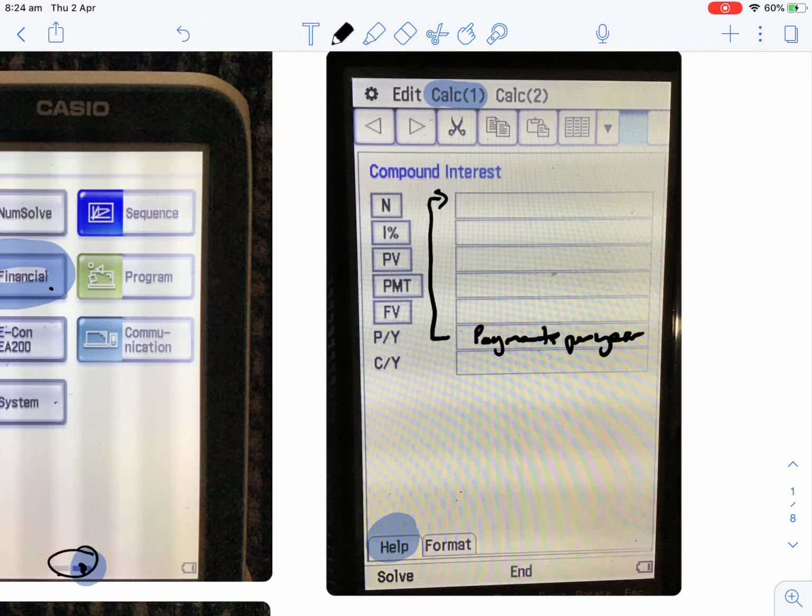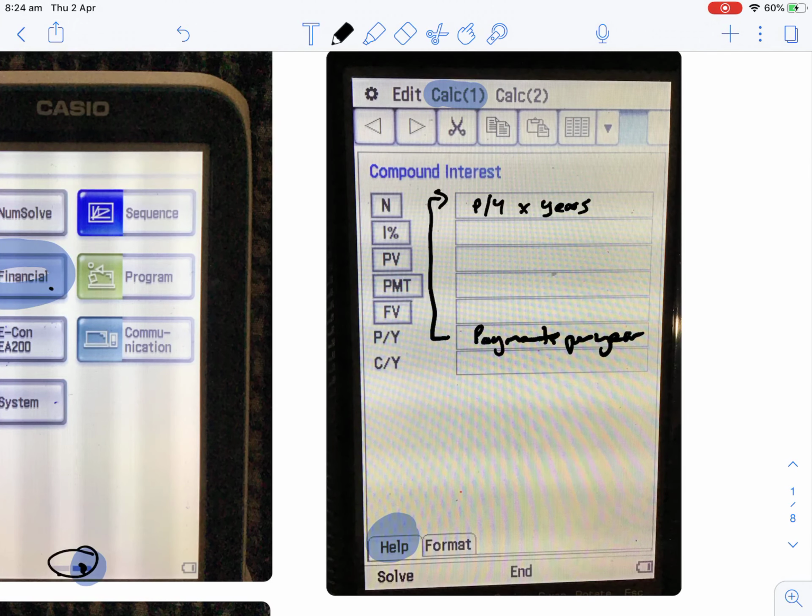If I was paying weekly, I would type a 52 into that PY button. If I was paying monthly, I'd type a 12 into that PY because it's how many payments per year. N is how many payments over the life of the loan. So whatever you've placed into PY at the bottom is what you should multiply by the number of years that you're going to do it for, and that would tell you how many payments you've made over the life of the loan.